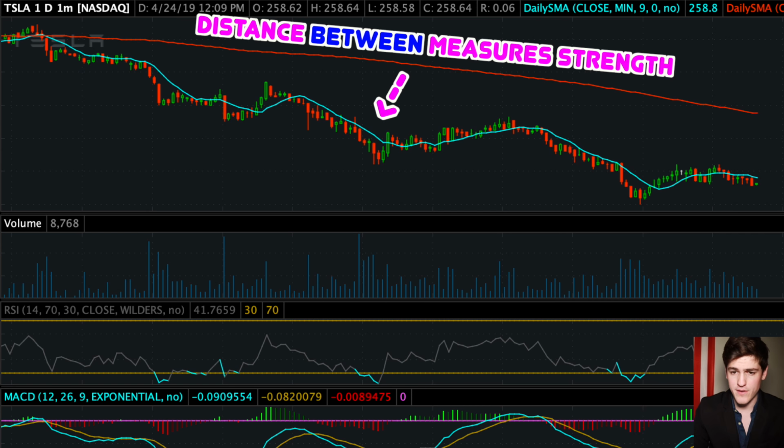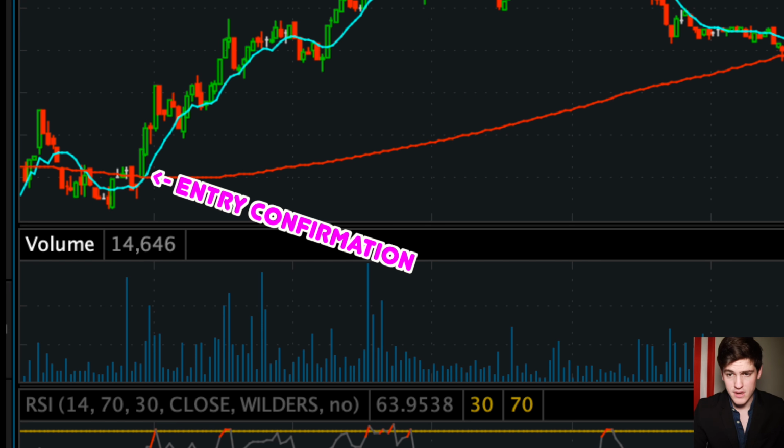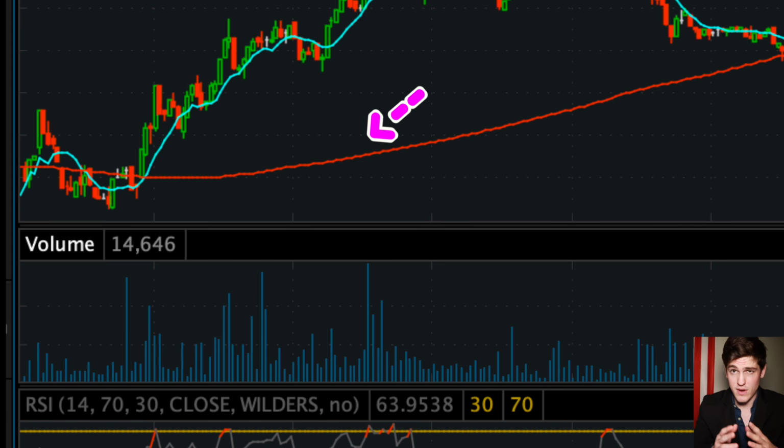Now, a confirmation of a reversal happens when the price action breaks and holds above the long-term SMA line. This is compared to an entry point confirmation that happens when we see the first candlestick hold above our regular SMA line. As you can see, we have two SMA lines. We have the red one and we have the blue one.